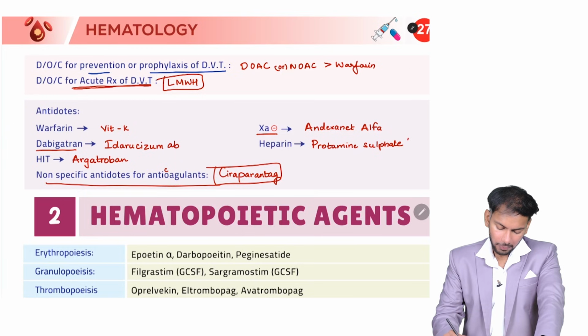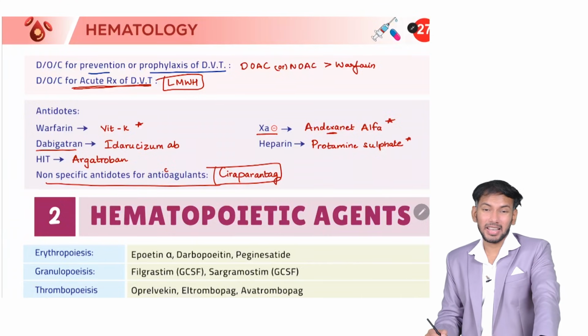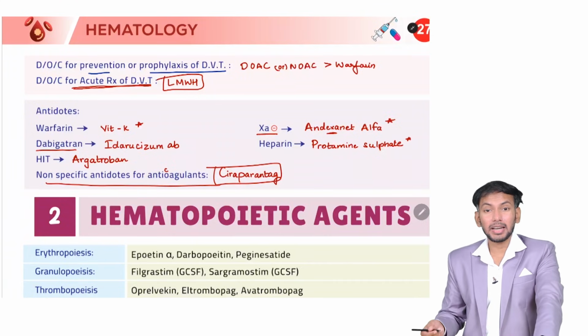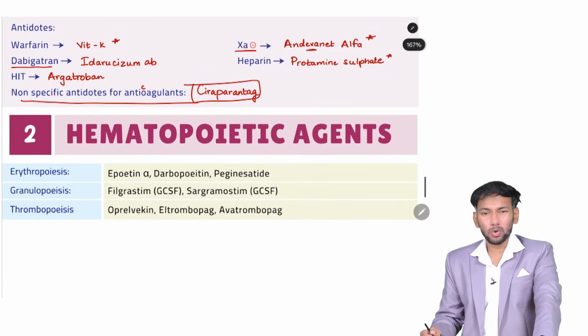Warfarin is vitamin K, heparin is protamine sulfate. 10A blockers are andexanet alfa. It is given in the name, 10A. Yes, XA, xaban. You will also give andexanet alfa for xaban toxicity. Yes, that's all. Now, coming to hematopoietic agents.